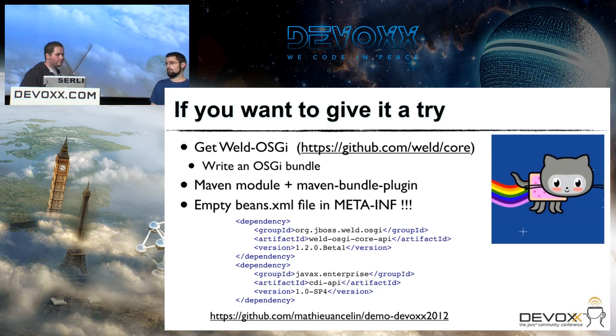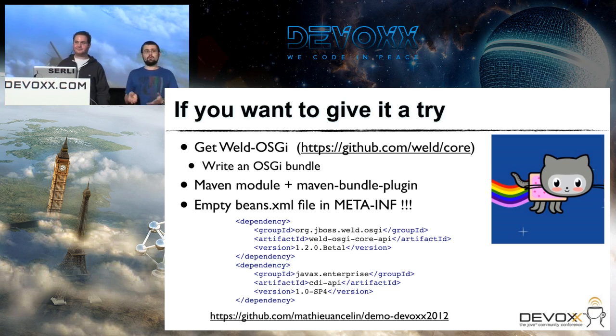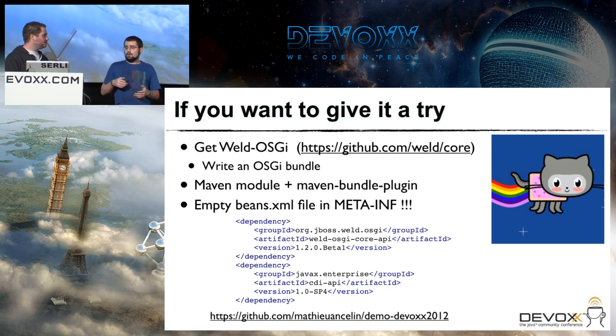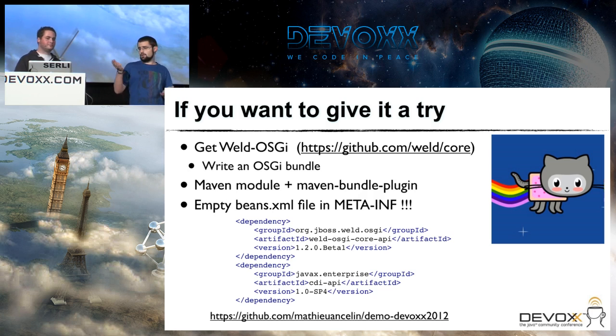So we hope you like this presentation. If you want to give Weld-OSGi a try or look at how it does things, you can go on GitHub, the Weld core repo, and clone it. Or if you just want to make a new application to try Weld-OSGi, just add the two dependencies here, Weld-OSGi core API and obviously a CDI API in order to get @Inject and other cool stuff like that.